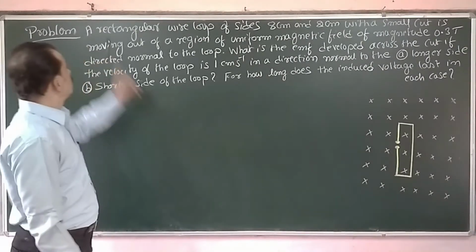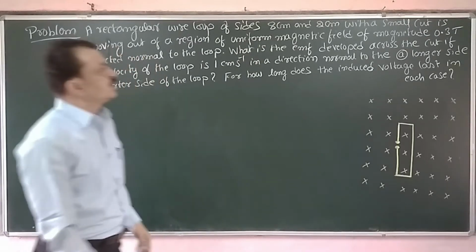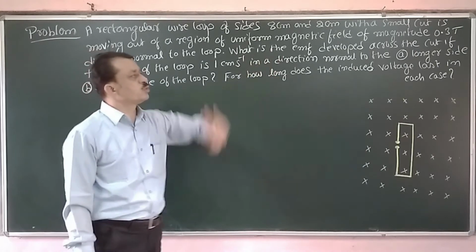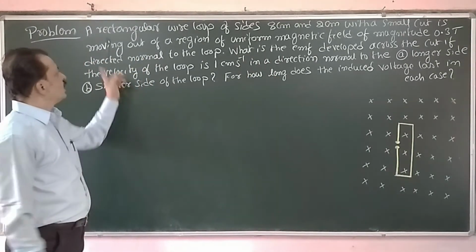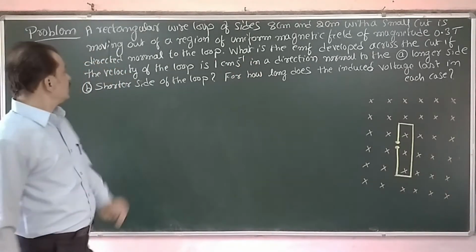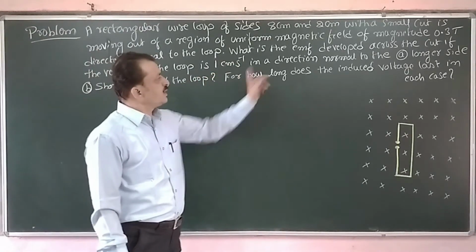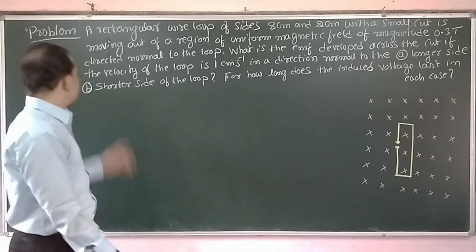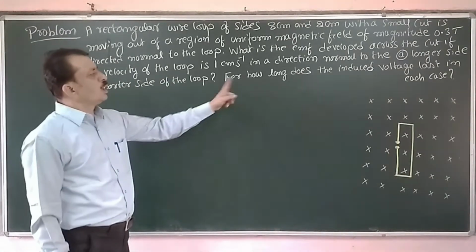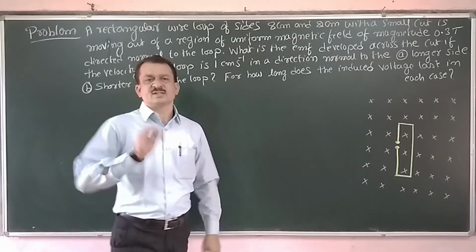Next problem. A rectangular wire loop of sides 8 cm and 2 cm with a small cut is moving out of a region of uniform magnetic field of magnitude 0.3 Tesla, directed normal to the loop. What is the EMF developed across the cut if the velocity of the loop is 1 centimeter per second in a direction normal to the longer side, second one shorter side of the loop? For how long does the induced voltage last in each case?